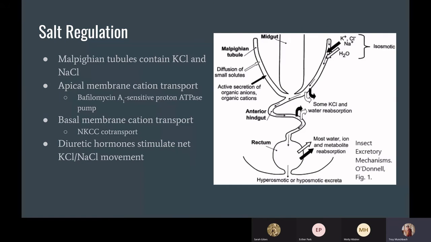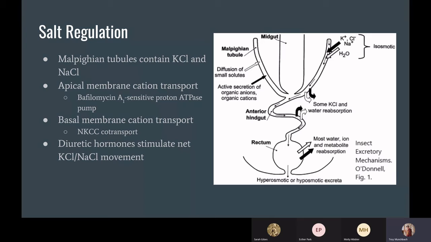Malpighian tubules generate urine flow that is isoosmotic to hemolymph that contains potassium chloride and sodium chloride. Active cation transport occurs across the Malpighian tubule principal cells, which are essentially Malpighian epithelial cells. These cells contain long, thin apical microvilli, each housing a mitochondrion. Cation transport at the apical membrane is driven via a bafilomycin A1-sensitive V-type proton ATPase pump, which is primarily expressed at the apical brush border of the principal cells.